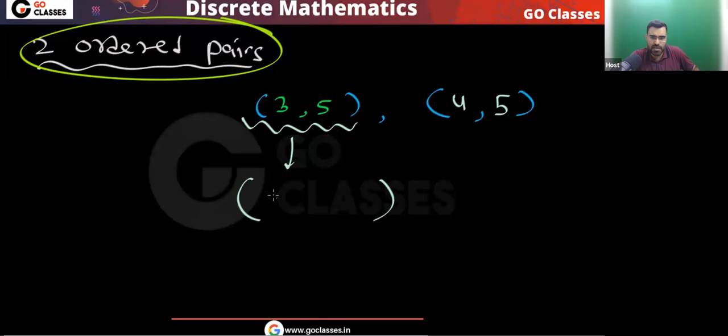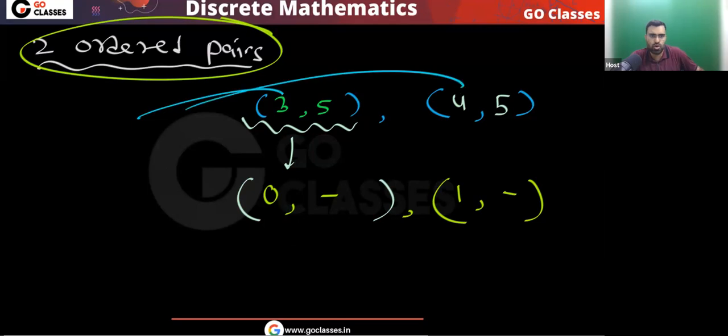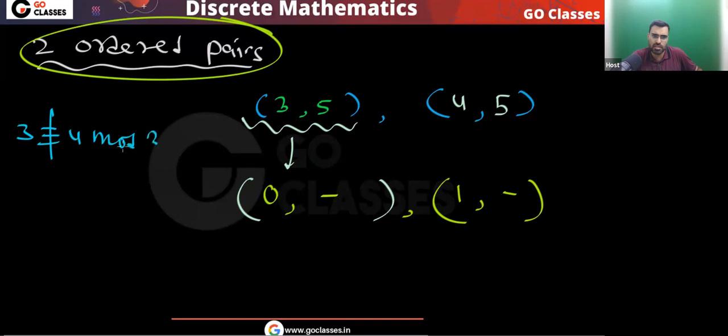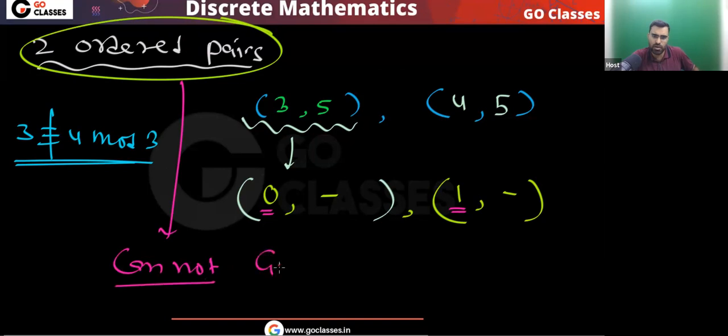So for this pair, I can simply say the remainder is 0, some number. Here I can say the remainder is 1, some number. You can notice they are not congruent. You can see 3, 4, they are not congruent modulo 3, because when you divide by 3, the remainder is different. So with 2 ordered pairs, we cannot guarantee. Very simple point.